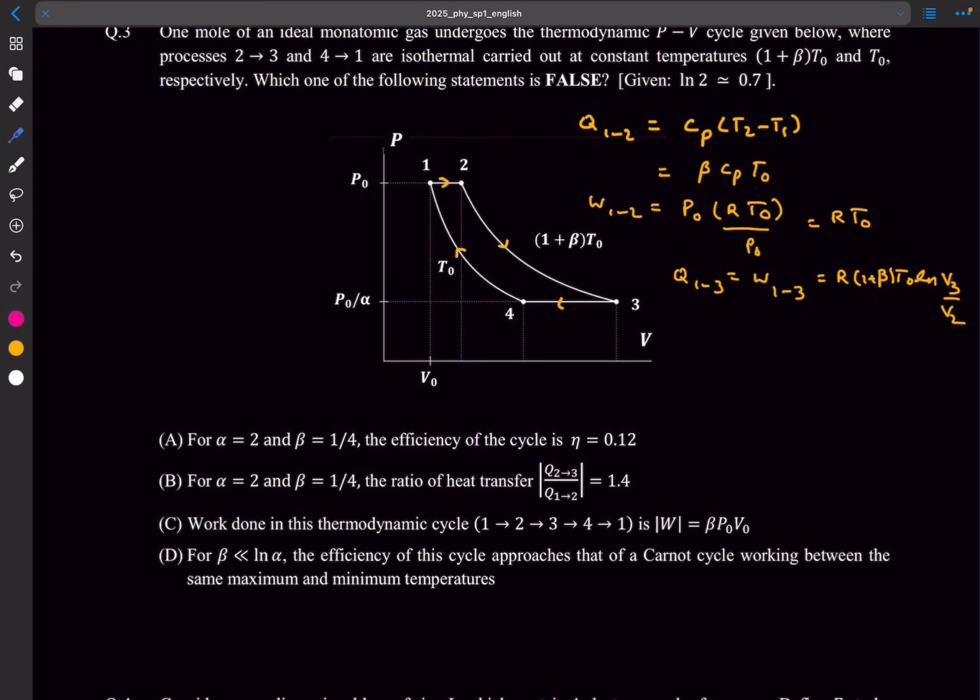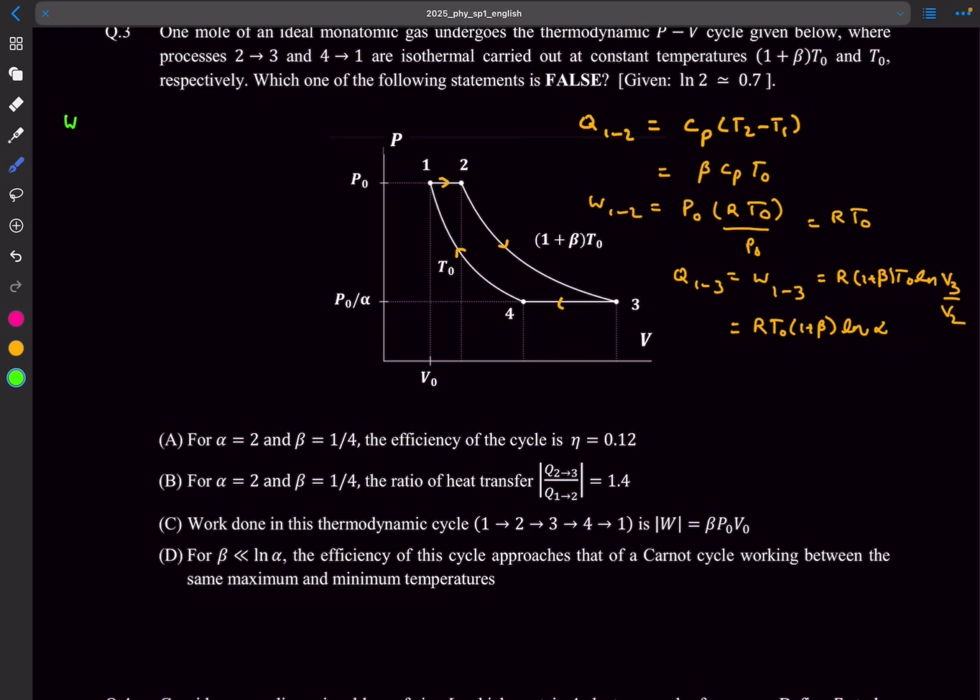Okay. So now if you observe the process 2 to 3, and if you apply ideal gas relation, here temperature is constant, meaning the product PV is constant. So if this is V2, then we can say P0 V2 equals P0 by alpha multiplied by V3. So from here, V3 by V2 is just going to be alpha. Okay. So this over here is just R T0 1 plus beta multiplied by ln of alpha.